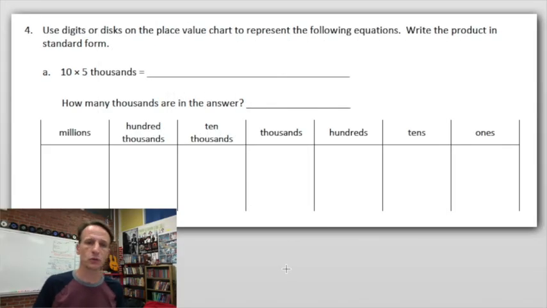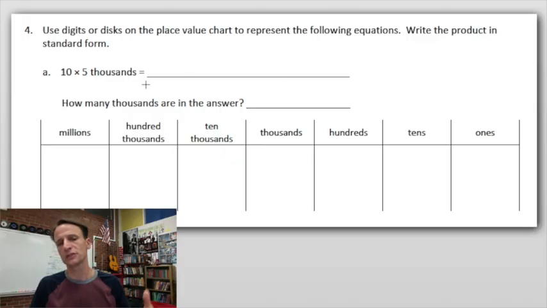And here comes number 4, 4A. Our instructions for 4 are use digits or discs. Oh, we get to use digits. I don't have to draw those little circles now. Good. On the place value chart, to represent the following equations, write the product in standard form.